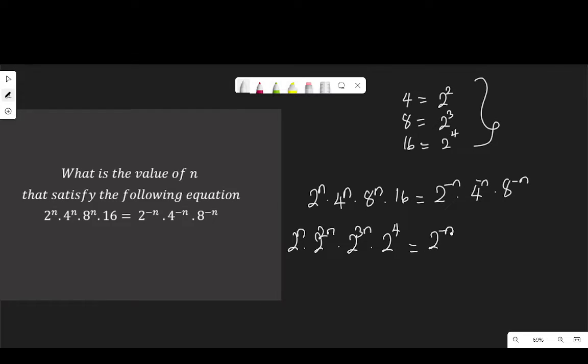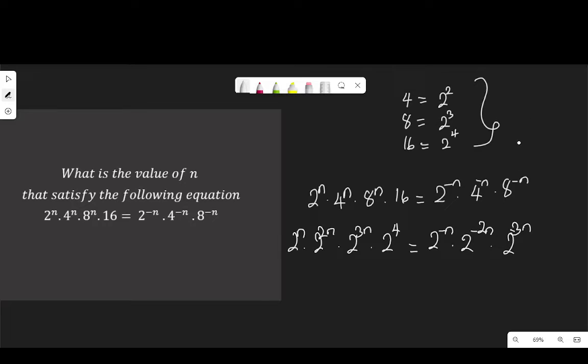2 to the power of negative n times 2 to the power of negative 2n, since 4 is 2 to the power of 2, and the negative multiplied by negative n will be negative 2n. Multiplied by 8 is 2 to the power of 3, so I have 2 to the power of 3 times negative n. I have negative 3n.